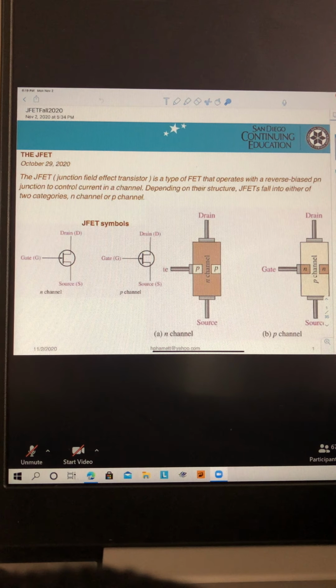That is one of the majors in electronics we have to cover. JFET will be the last one. We still have something else to do, like comparator, differentiator, integrator, but that's not a major.